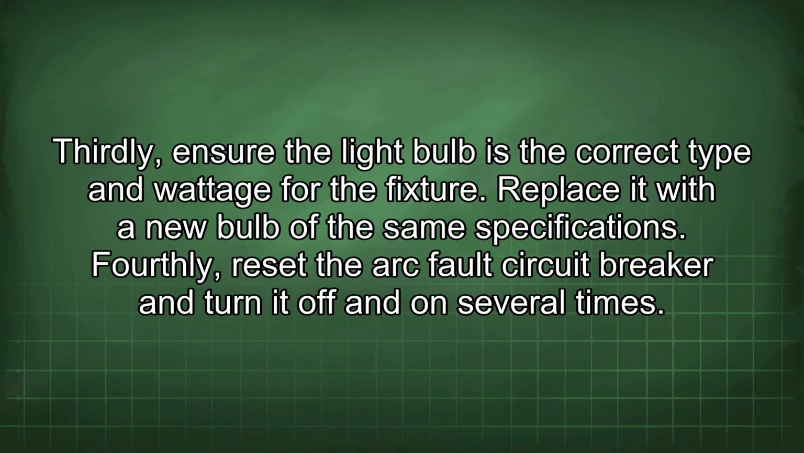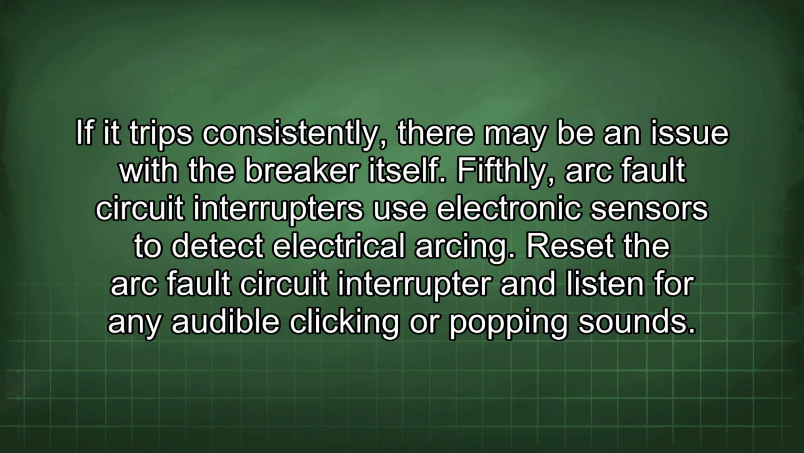Thirdly, ensure the light bulb is the correct type and wattage for the fixture. Replace it with a new bulb of the same specifications. Fourthly, reset the arc fault circuit breaker and turn it off and on several times. If it trips consistently, there may be an issue with the breaker itself.